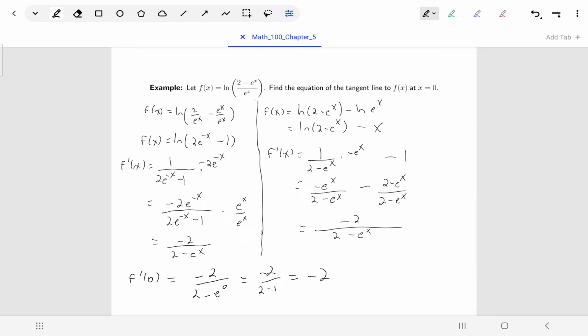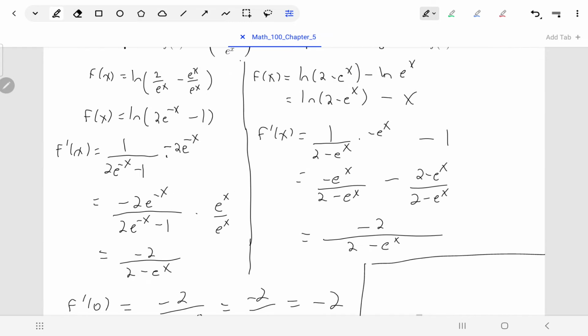As far as what is the y value for this, so we found our slope. I guess I should have also found my point at the beginning of this. I know that the x value is 0, and the y value should be f of 0, which is natural log of 2 minus e to the 0 over e to the 0. E to the 0 is 1, so when we clean that up, you'll have 2 minus 1 over 1, which is just 1, and natural log of 1 is 0. So in other words, the point that we're at is 0, 0.